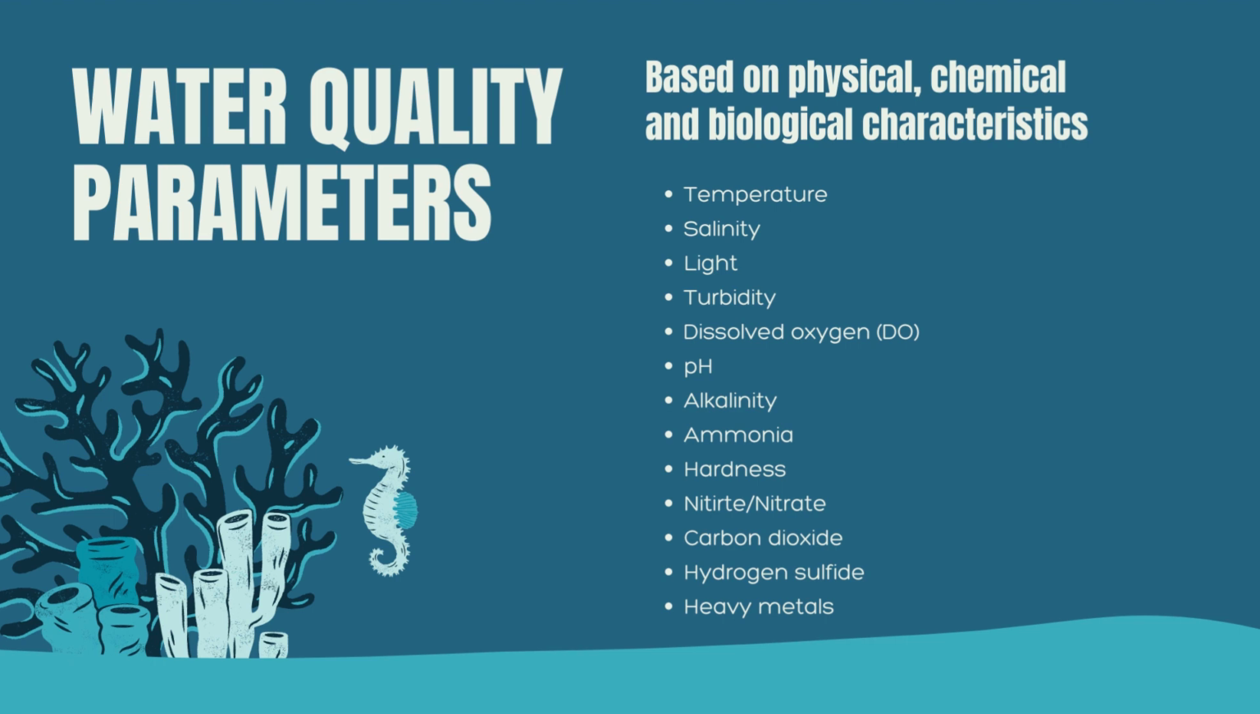Here are the water quality parameters based on physical, chemical, and biological characteristics. This includes temperature, salinity, light, turbidity, dissolved oxygen or DO, pH, alkalinity, ammonia, hardness, nitrite and nitrate, carbon dioxide, hydrogen sulfide, and lastly, heavy metal.